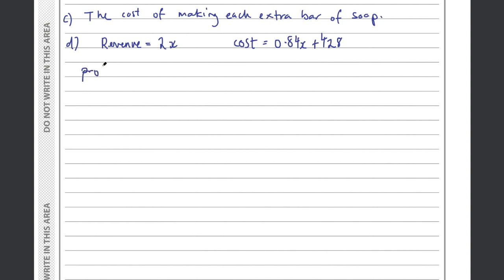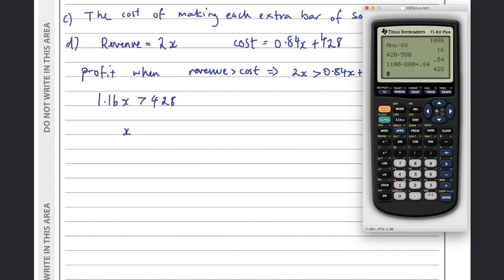So we make a profit when the revenue, the total made from sales, is greater than the cost. So I could write this as 2x, the revenue, greater than the cost, 0.84x plus 428, and then solve this for x. So doing this over here, I'd have 2x take 0.84, that is 1.16x, greater than 428, and then divide through by 1.16. 428 divided by 1.16, and I get 368.96. So I might just write that number down, 368.96.